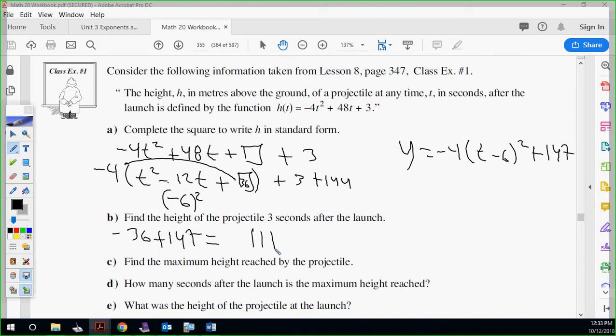Yep. These are answers we got from before, so they should look familiar. Find the maximum height reached. We know what that is. 147. It's Q.